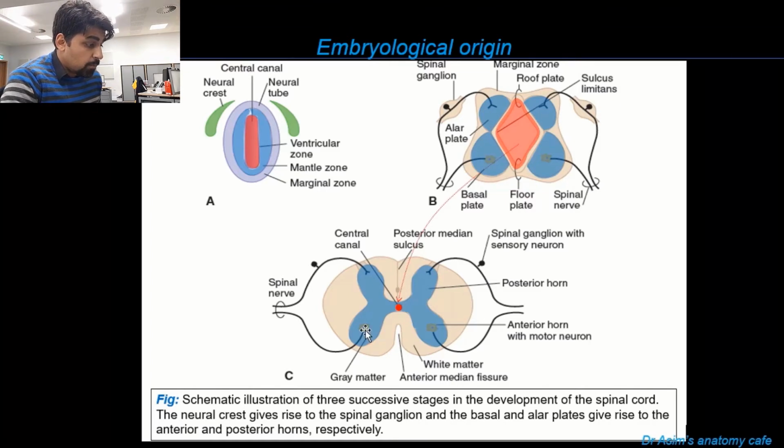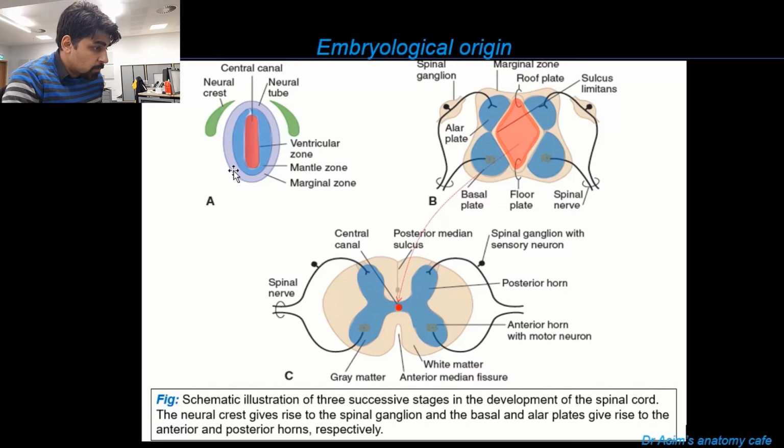A motor root emerges from the ventral gray horn, which is a neural tube derivative, while a sensory root, which enters into the dorsal horn, is a neural crest derivative. Both the roots then combine together to form what is known as the spinal nerve.